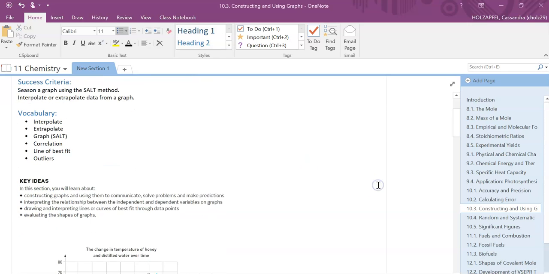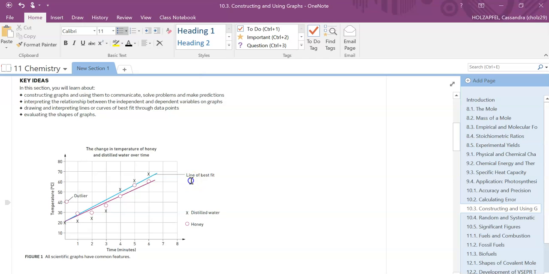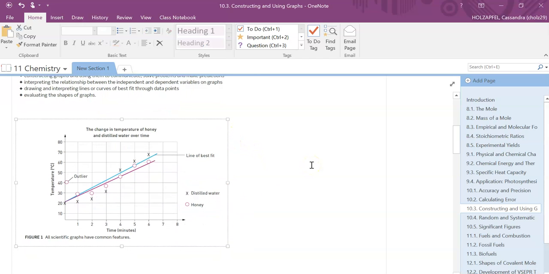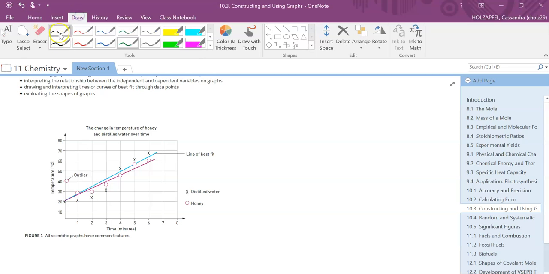All right, so key ideas. We're going to be constructing graphs and using them to communicate, solve problems, and to make predictions. So how do we draw a graph correctly? I'm just going to write this little acronym that I had from before. My sister came up with this one, SALT. You're going to season your graph.